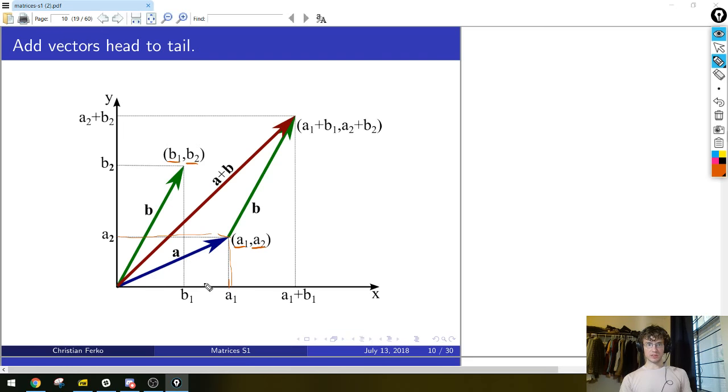This vector addition comes from simply taking the vector b and moving its tail to the head of vector a. So if you first go along the arrow a, and then go along the arrow b, this gives you the vector a plus b, which in components is just adding the two components of a and b: a1 plus b1 and a2 plus b2. So it's geometrically adding head to tail, algebraically just adding the components.